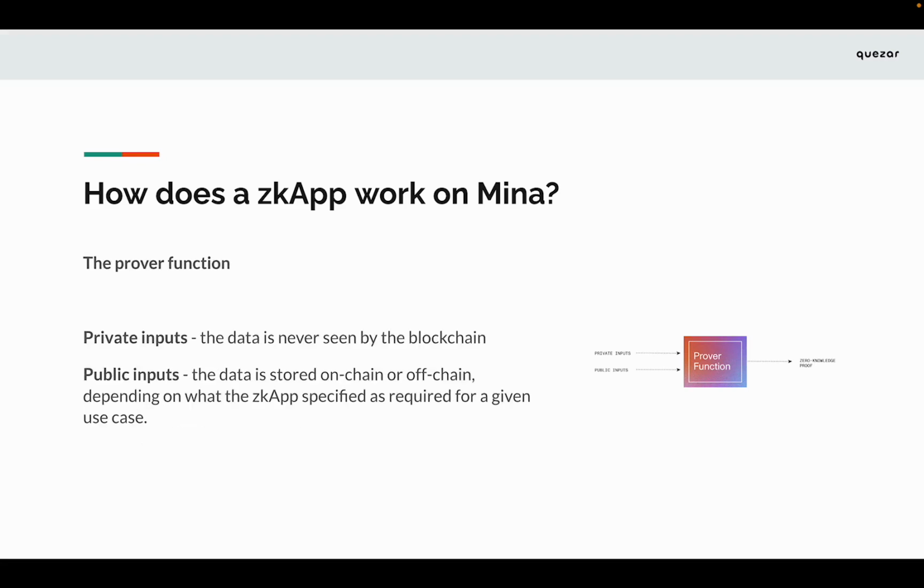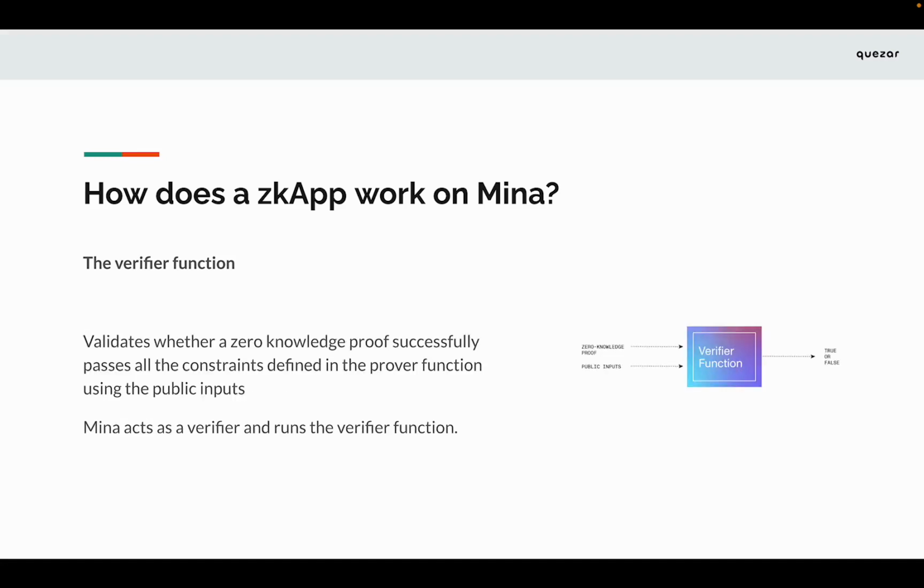The prover function takes two kinds of inputs, private and public. Private input is never seen by the blockchain. Meanwhile, public input may be stored on-chain or off-chain depending on how the zkApp is designed based on a given requirement. The verifier function validates whether a zero-knowledge proof successfully passes all of the constraints defined in the prover function using the public inputs. Mina network acts as a verifier and runs the verifier function.